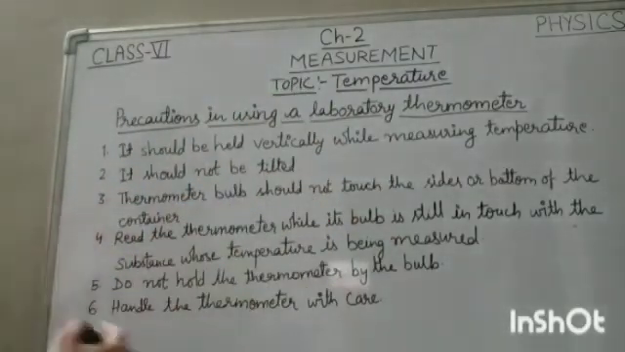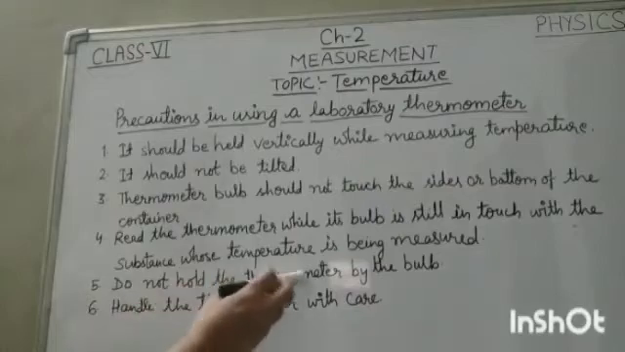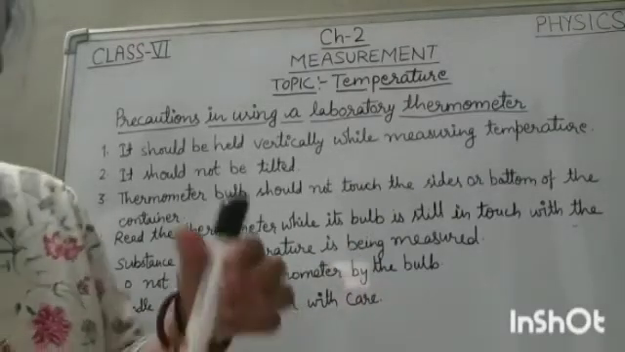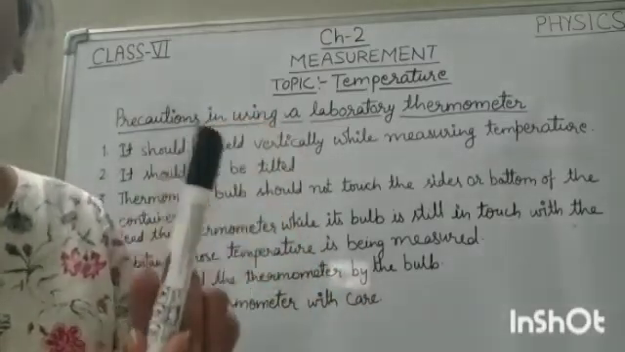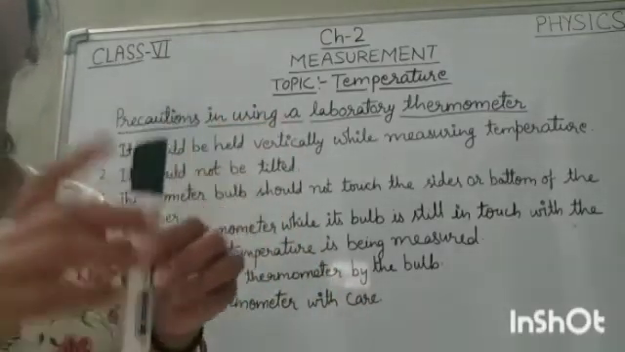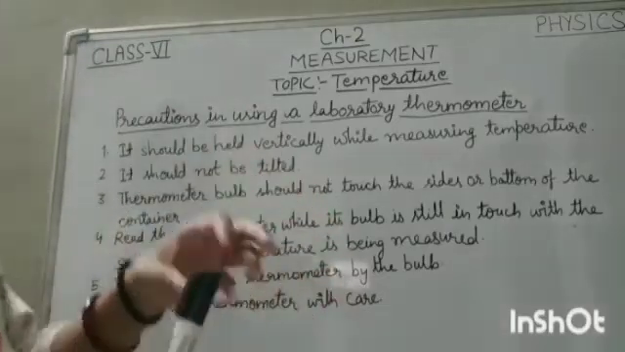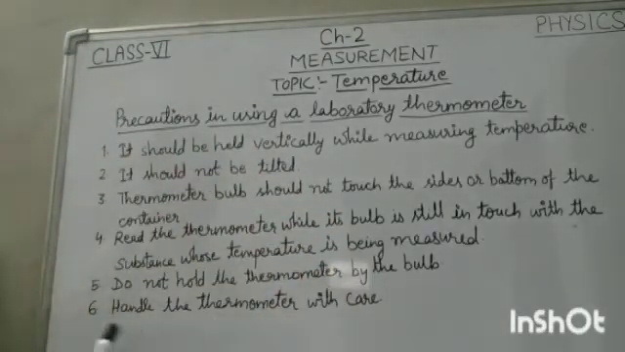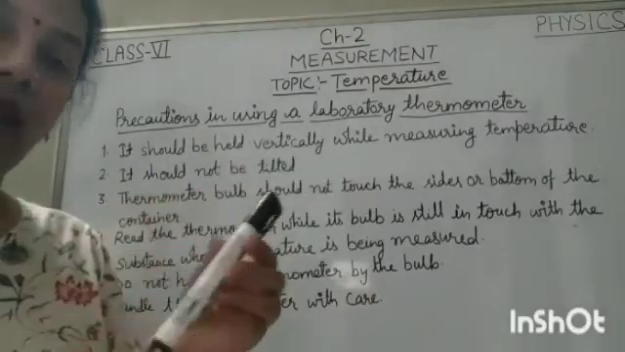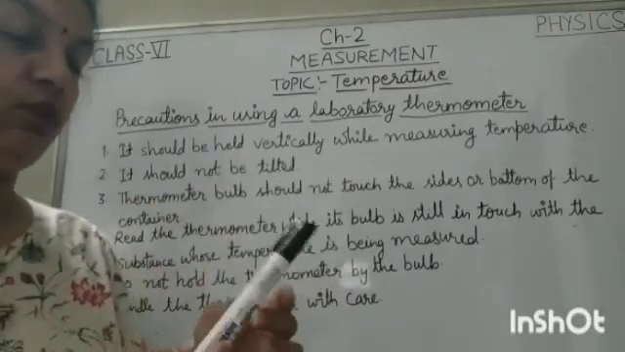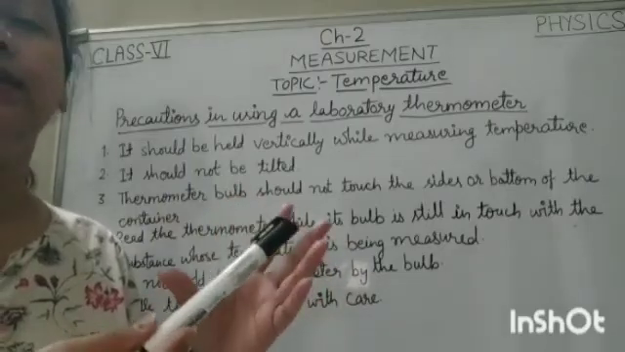Okay, now the fifth one is, do not hold the thermometer by the bulb. Because just now we have read that at the end of the thermometer there is a bulb, so we should not touch that bulb. Okay, the last one is, handle the thermometer with care, because it is made up of glass and it is very delicate, so we have to use it very carefully.